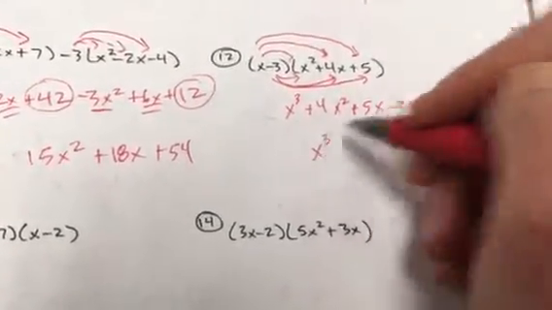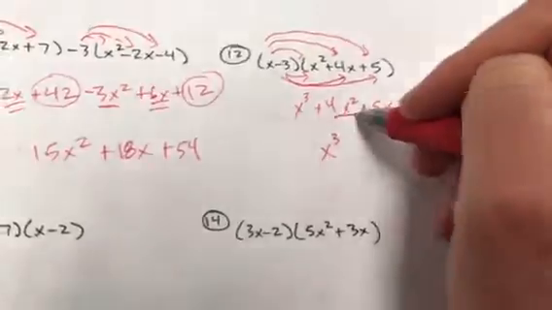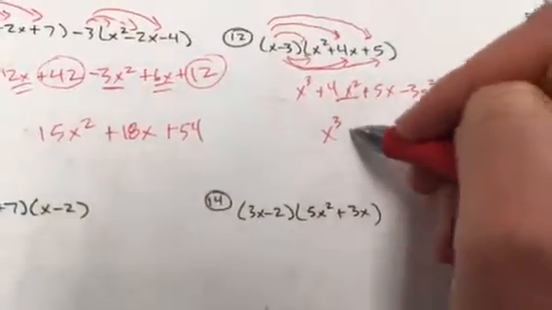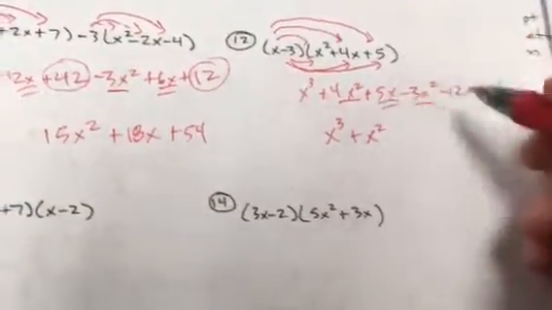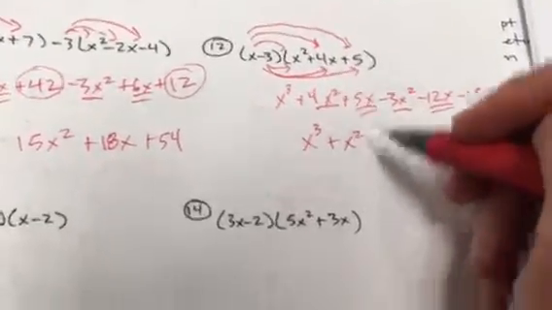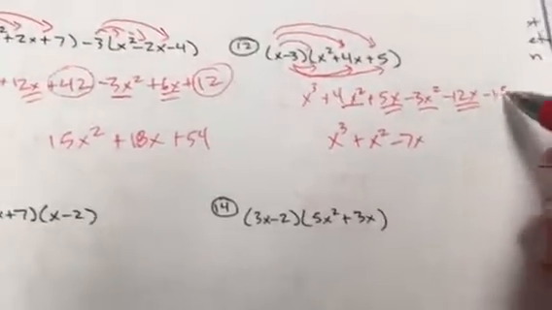Combine like terms, the x cubed is on its own, but then you have 4x squared minus 3x squared. That's x squared. Then you have 5x minus 12x, minus 7x. Then negative 15 is on its own.